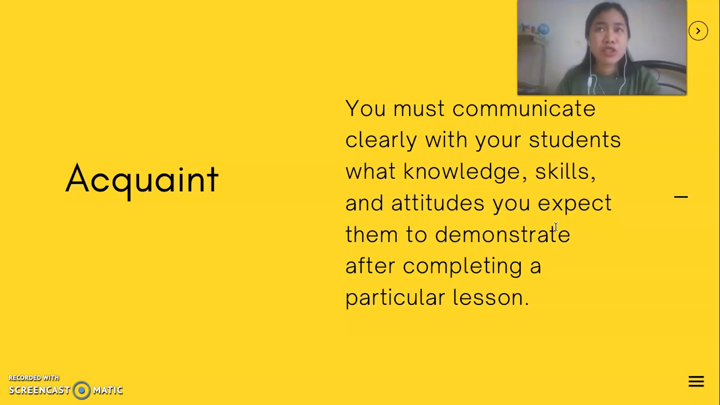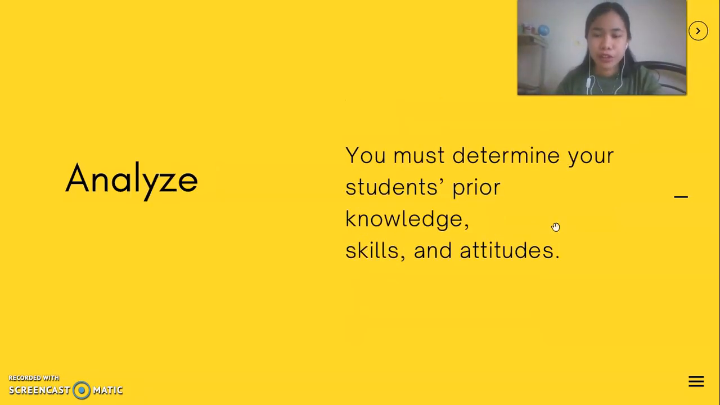So it's not just you are going to jump directly into giving activities, but first things first, we need to let them know what is expected of them. Okay, so first A for designing a teaching and learning environment is we acquaint our learners.